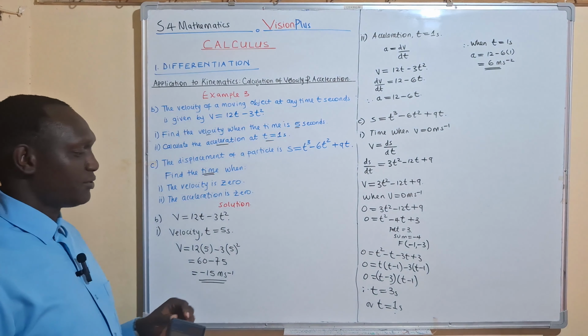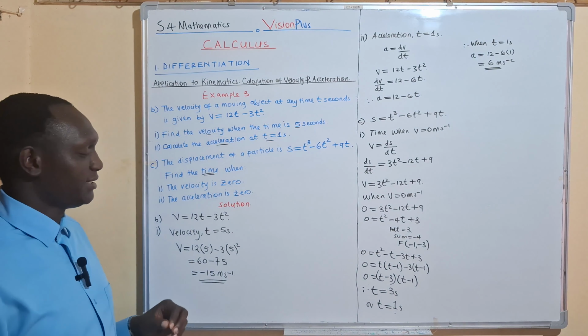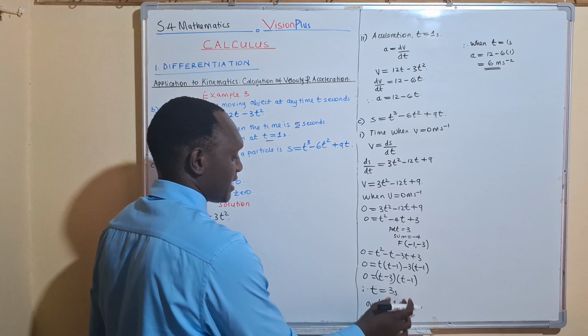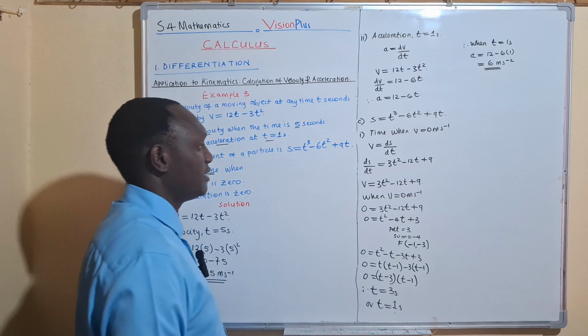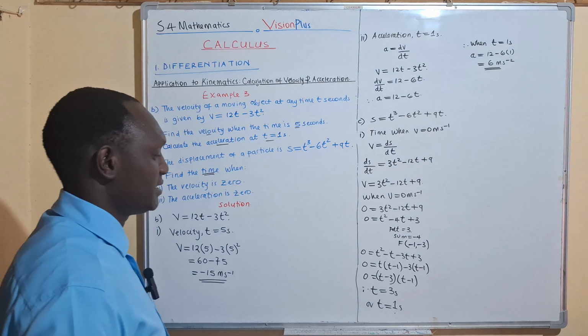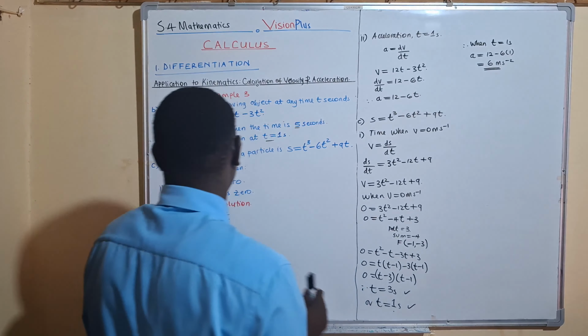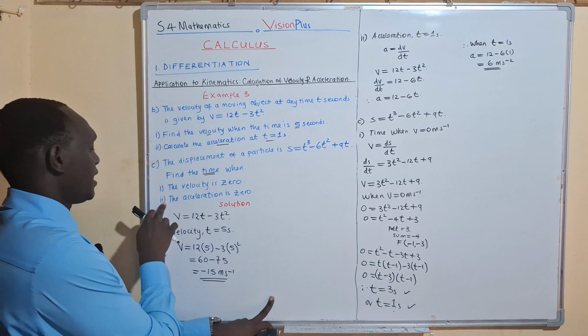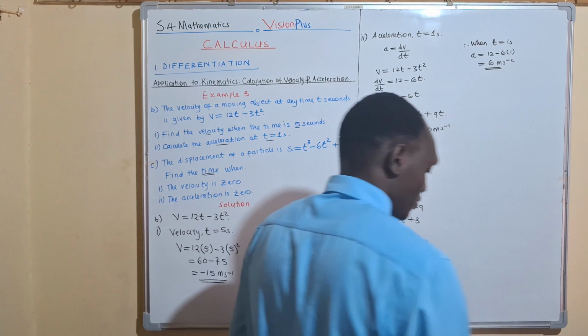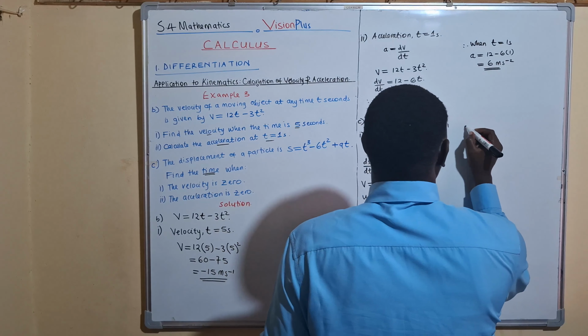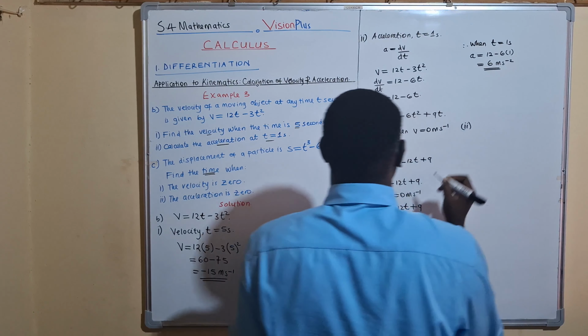So the instant when the velocity is 0 is when the time is 3 seconds and when the time is 1 second. You find that the velocity is 0 in these two cases. That is for part A, that is for Roman 1. Now for Roman 2, I'm going to do it here.